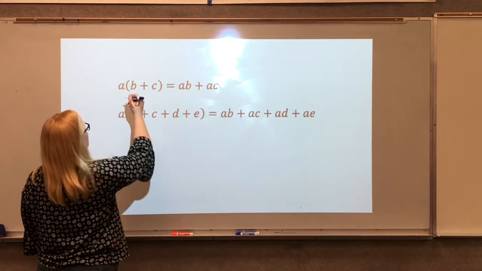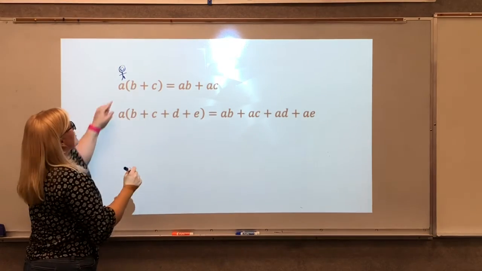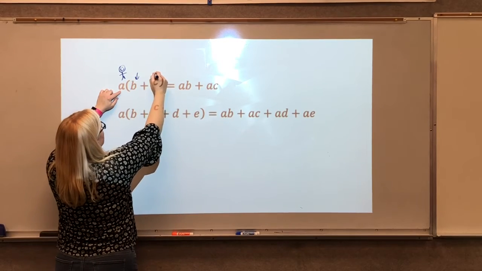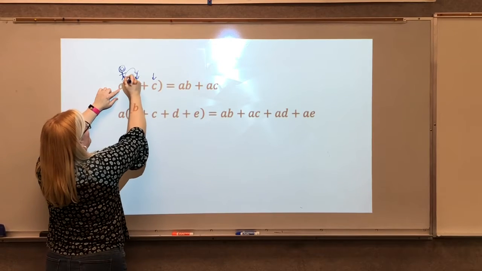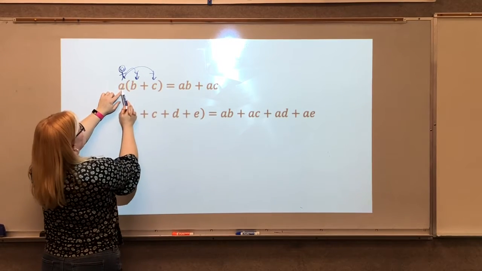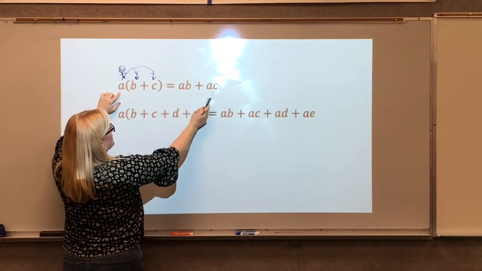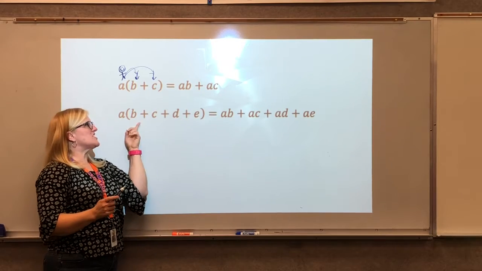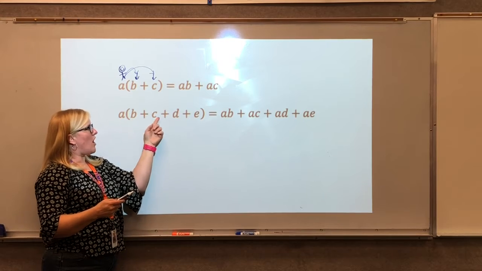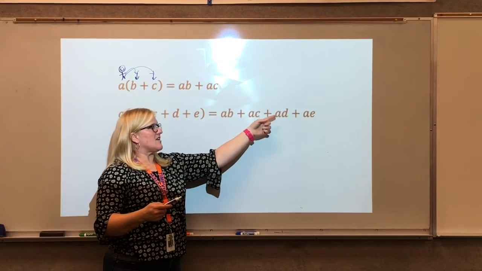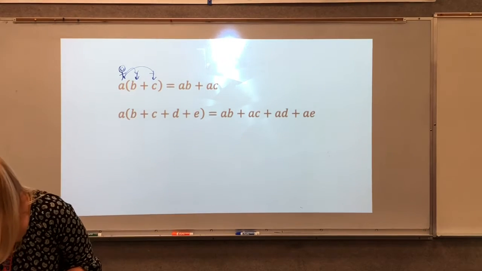So you've got this person on the truck, and they're distributing to these people. And when they hand it out, one goes to that person, one goes to that person. So A times B plus C is AB plus AC. And this happens with every single term that we have within the parentheses. So if A is distributing to all of these things, that means that A gives every single one of them a water bottle, right?